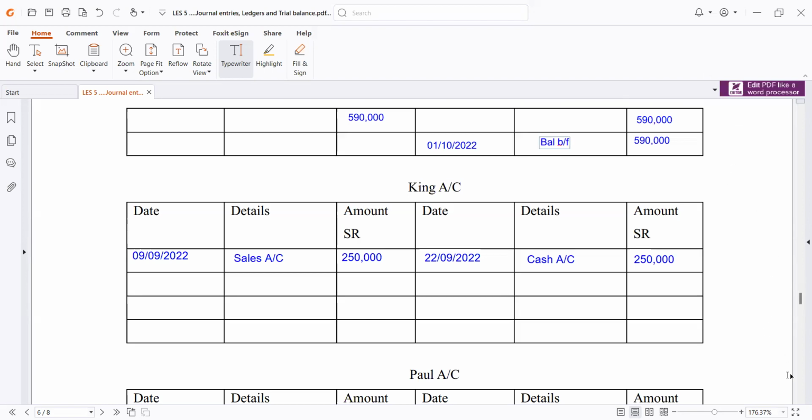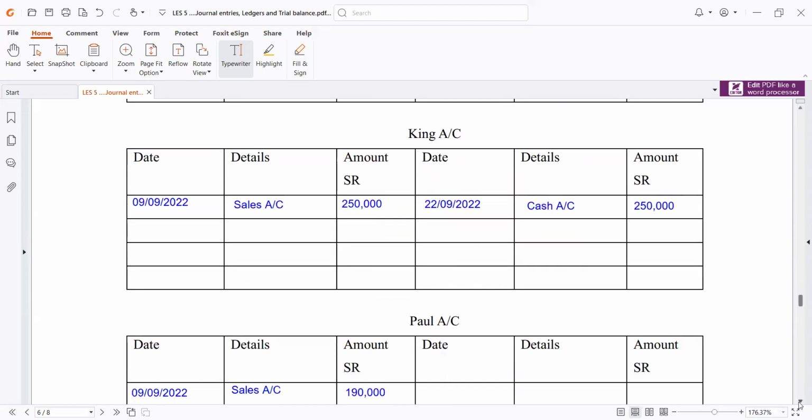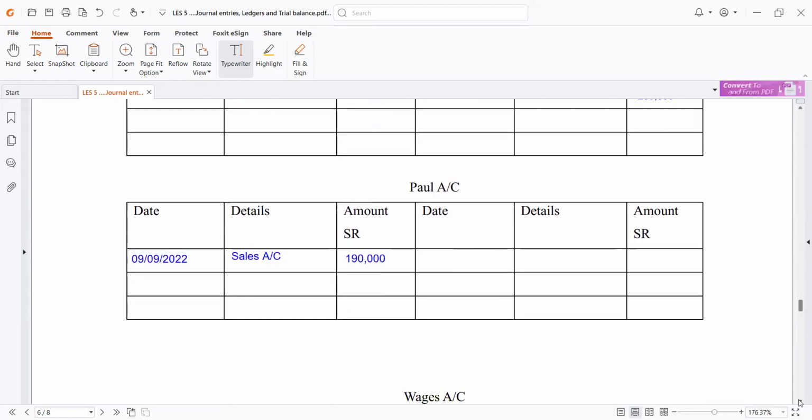So then we proceed with King account. So with King account, we have 250 and 250 on this other side. So we just need to close down the account by putting the figure as shown, 250,000. And remember to foot and roll. And we have zero balance, nothing to bring forward. Debit side, and this side we have the credit side. So that's how you close the account for King. So King, we don't have anything. We go to Paul account. So for Paul account, we only have 190,000.